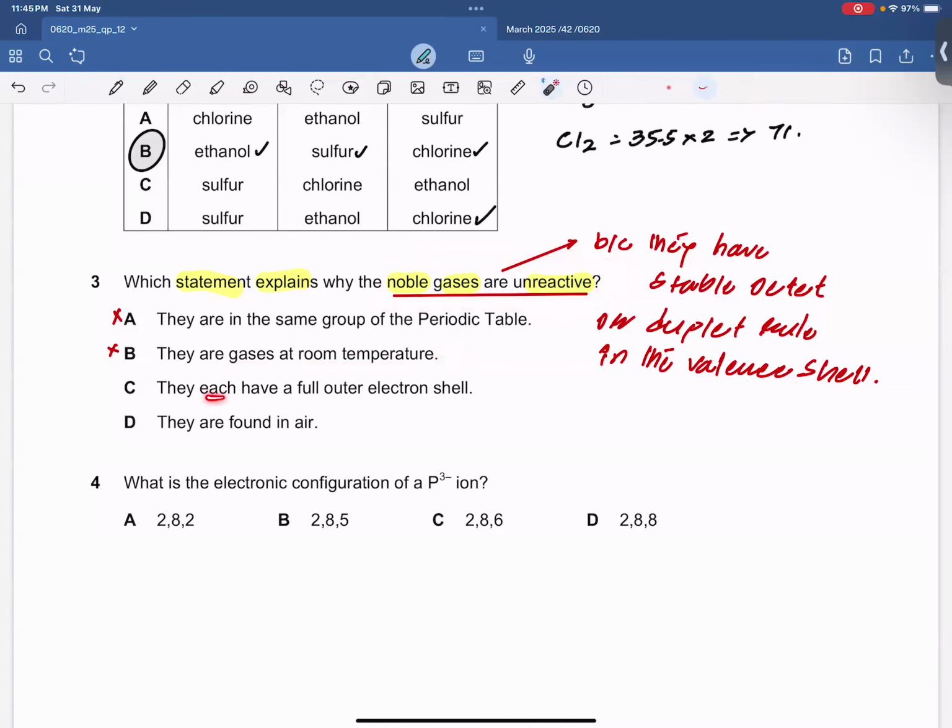They each have a full outer shell of electrons. That's true. And that's the reason for the unreactivity also. And therefore, C is going to be the right answer. Let's talk about D. They are found in the air. Not all of the noble gases are found in the air. Obviously, only argon gas is found in the air, right? So this statement is wrong, and obviously D is also wrong. By the way, having a full outer shell configuration, or following the octet or duplet rule, is the same thing.